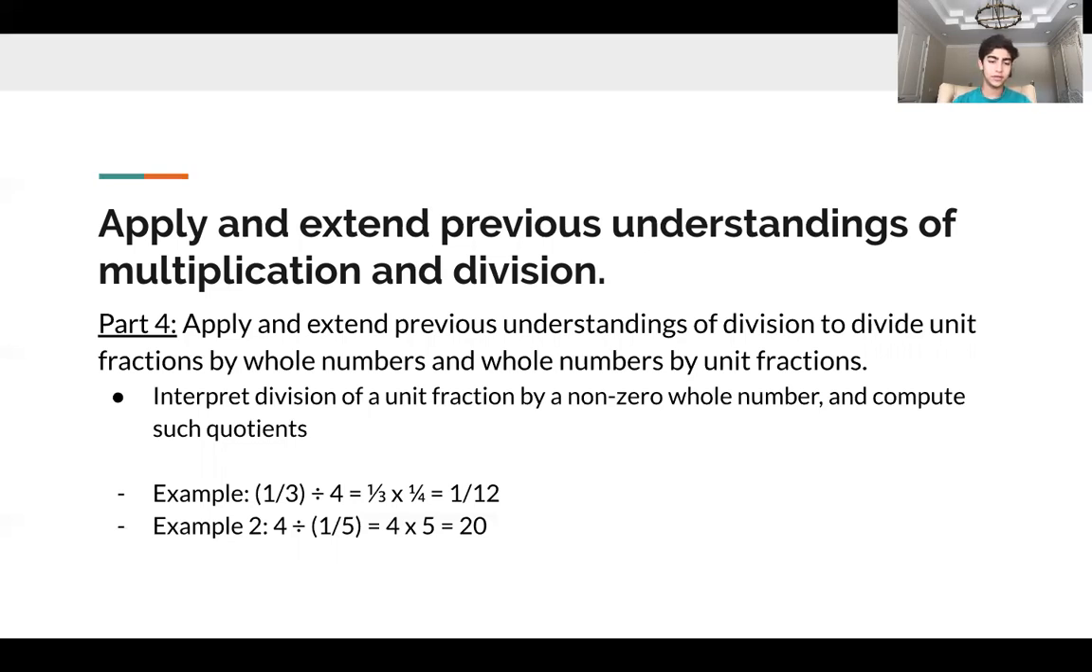Now, the second example says 4 divided by 1/5. Pretty simple, except you're doing it the other way this time. So 1/5, flip the reciprocal, you get 4 times 5, because 5 over 1 is simply 5, and it gives you 20. And that's really what you have to understand about dividing these fractions. And that's pretty much it for Unit 3 of Common Core Standards, Grade 5.